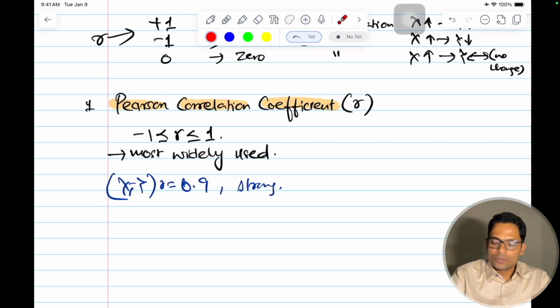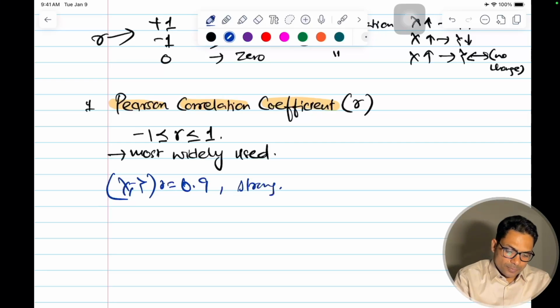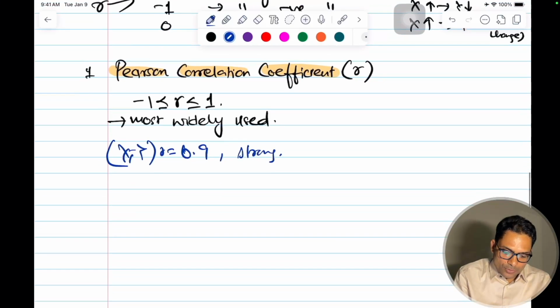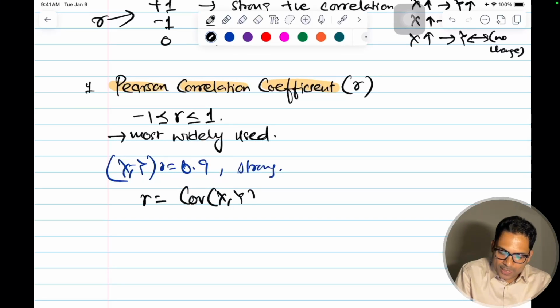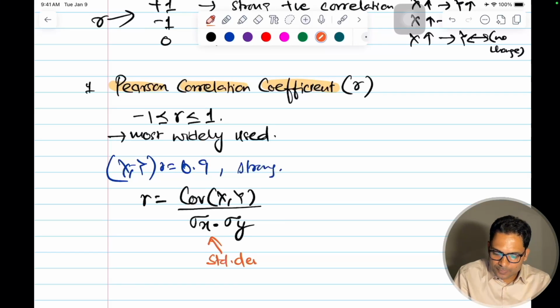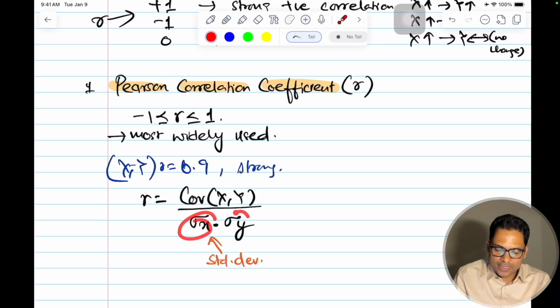So let's see if I can do the example quickly. Let's continue the example. So what is the formula? The formula is r is equal to covariance of x comma y, and for standardizing we divide it by the standard deviation of x and the standard deviation of y.